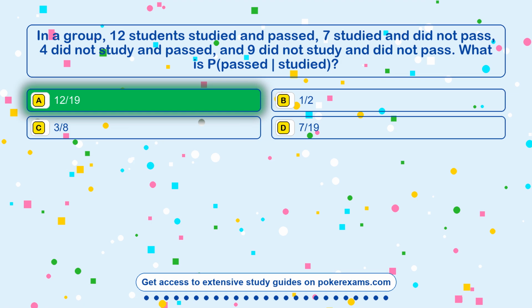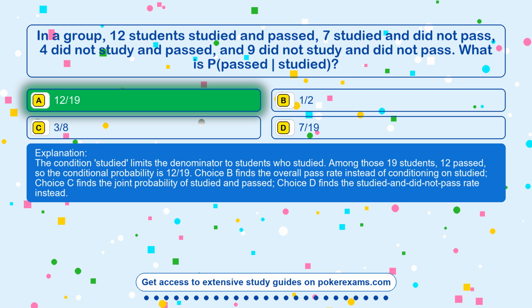The correct answer is option A, 12/19. The condition studied limits the denominator to students who studied. Among those 19 students, 12 passed, so the conditional probability is 12/19. Choice B finds the overall pass rate instead of conditioning on studied, choice C finds the joint probability of studied and passed, choice D finds the studied-and-did-not-pass rate instead.